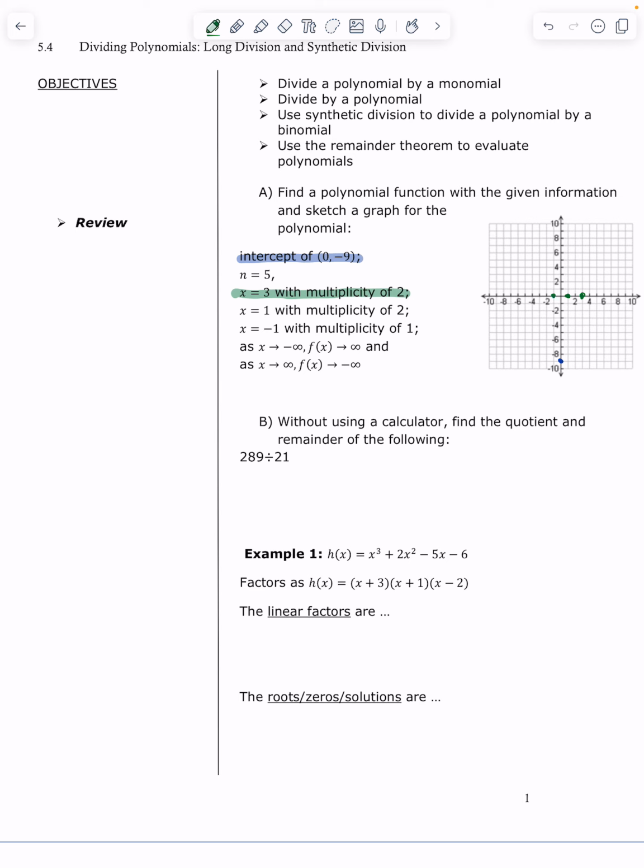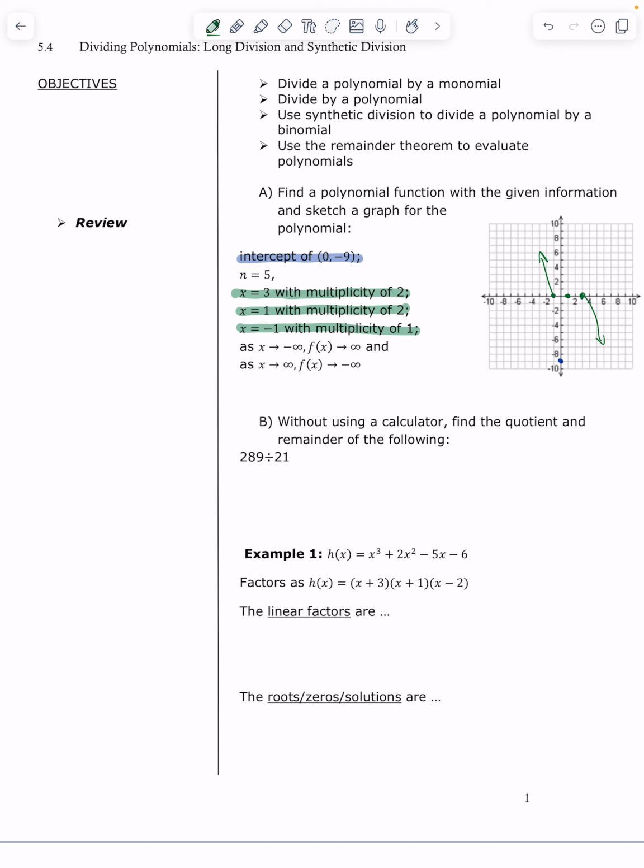As x goes to -infinity, f of x goes to +infinity. So as x gets really, really small, going out towards the negative end, our y is going up towards +infinity. And as x goes to +infinity, f of x is going to -infinity. And now, we've got all this part in here.